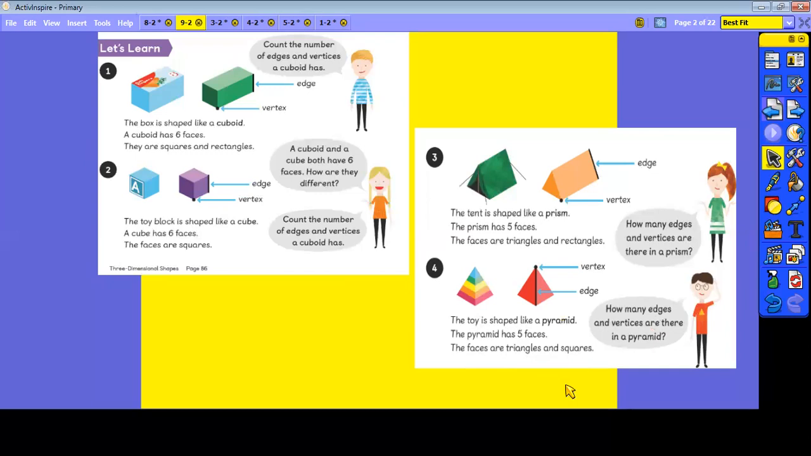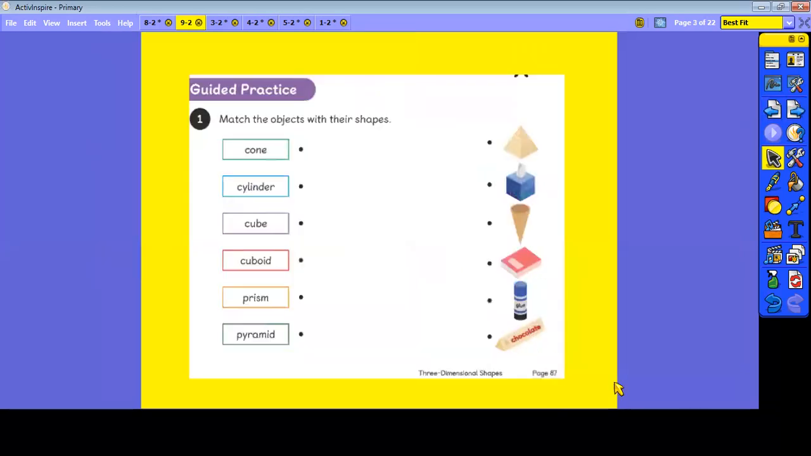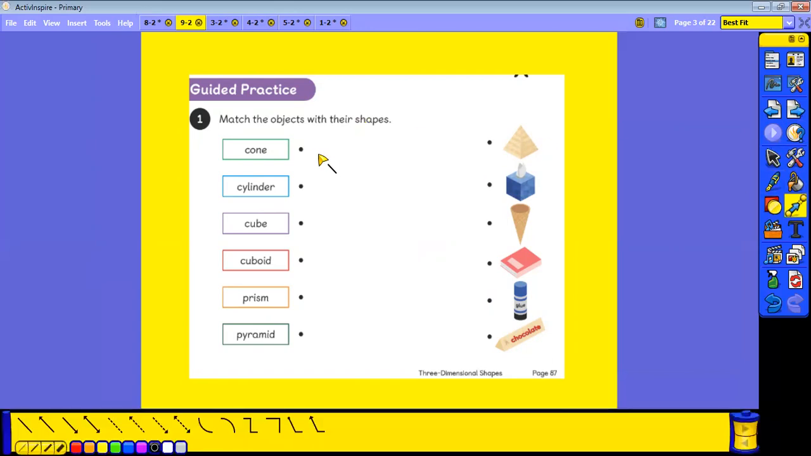It's important that you understand how many faces and the shape of the faces, how many edges and how many vertices these shapes have. When you're ready, you can move to the guided practice where you're matching these objects with the name of the shape that they are like. So let me demonstrate with the first one. The first one says cone, so I would join the cone up with the picture of the cone. Do you see? And you're going to do the same for cylinder, cube, cuboid, prism, and pyramid.